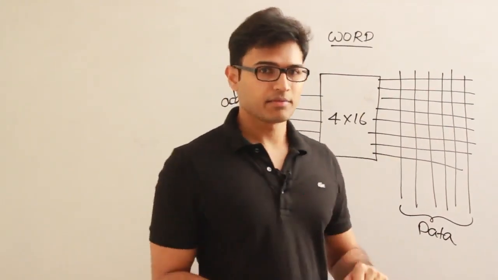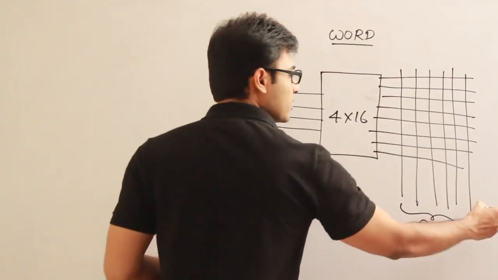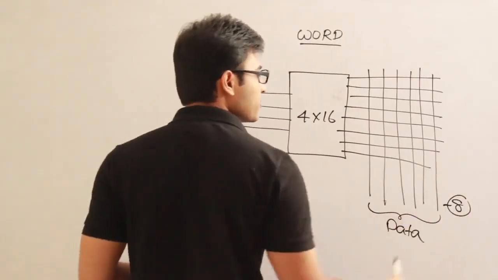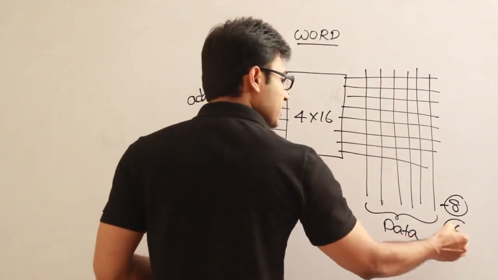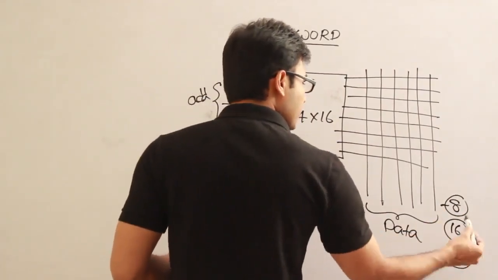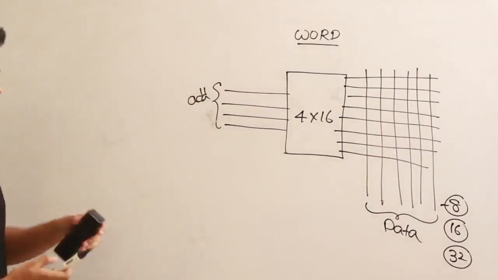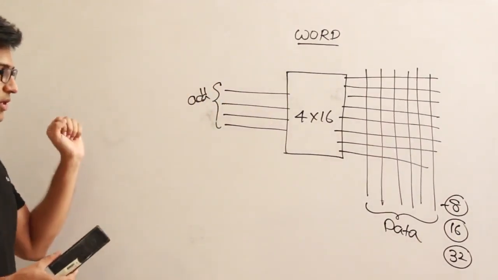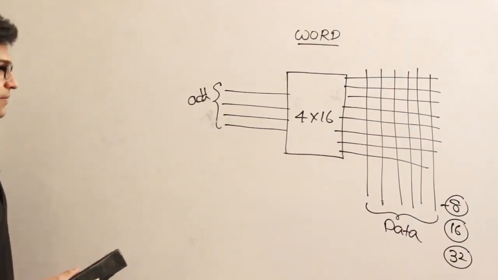Got it? Sometimes the number of bits that comes out will be 8 bits, then one word equals 1 byte. Sometimes 16 bits will come out; in that case, one word equals 2 bytes. Sometimes 32 bits will come out; then one word equals 4 bytes. So depending on how many bits come out whenever you give it some address as input, we define a word, and the word size can be anything, right?